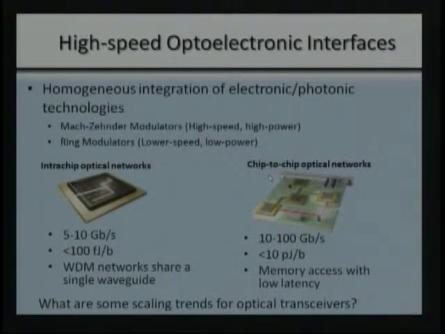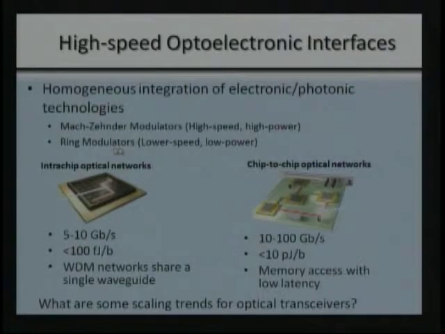So a few years ago, a company called Luxtera investigated this and was able to show 10 gigabit per second communication for these chip-to-chip applications. But they used what was called a Mach-Zehnder modulator, which allowed high-speed modulation. But it also tends to be high power because it's a 50-ohm transmission line, essentially, from an electrical standpoint.